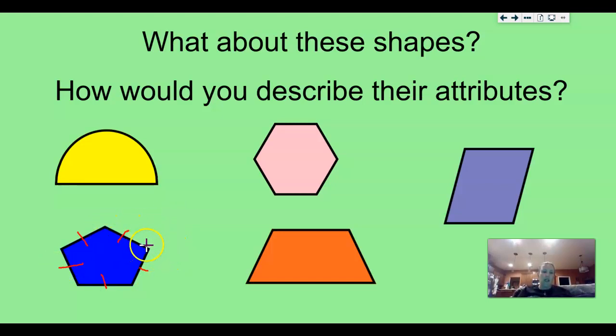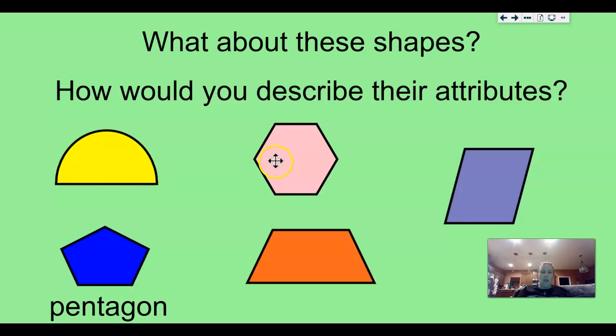So there's 5 sides, and let's count how many vertices. 1, 2, 3, 4, 5. We call this shape with 5 sides and 5 vertices a pentagon. I'm going to type it right here. Pentagon. All right.